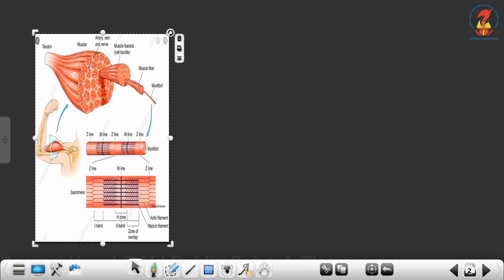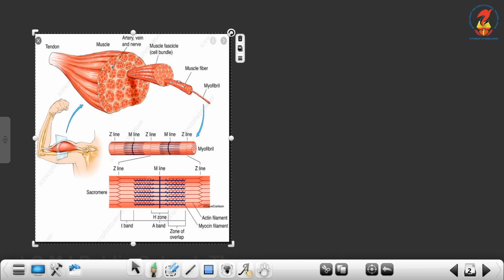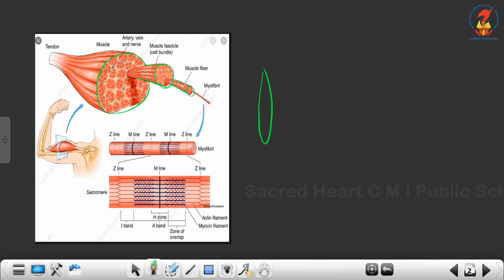This is the structure of the skeletal muscle. I am zooming through it. You can see this is the skeletal muscle which is attached to the bones. Each skeletal muscle comprises muscle bundle cells, and each muscle bundle cell consists of muscle fibers. So, you can see like a hierarchy. This is the skeletal muscle, and I am going to pull out one skeletal muscle bundle cell.